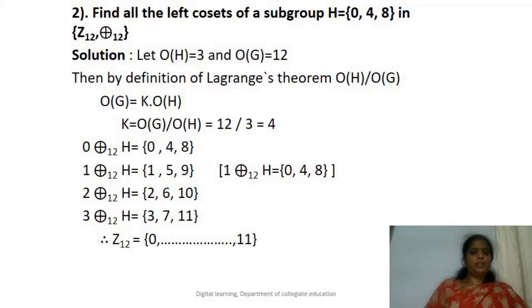Nextly for 2 addition modulo 12 of H. So 2 plus 0 is 2. 2 plus 4 becomes 6. 2 plus 8 becomes 10. So all these values again are under the 12 only.